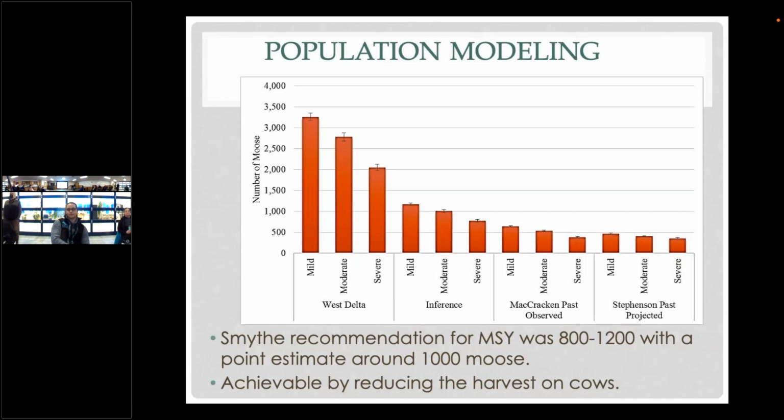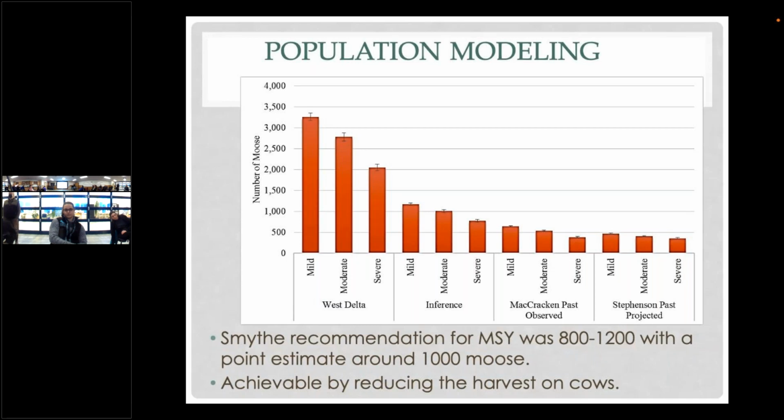So yeah, when they modeled the population and came up with these carrying capacity estimates, they look at these various different scenarios of mild, moderate, and severe winters. And then all of these different researchers have looked at that and sliced and diced that in different ways. But the most recent data is from Smythe. She recommends maximum sustained yield between 800 and 1200. So that's higher than what our advisory committee is opting for. And so we're erring on the side of providing a bit more harvest opportunity over growing the population.